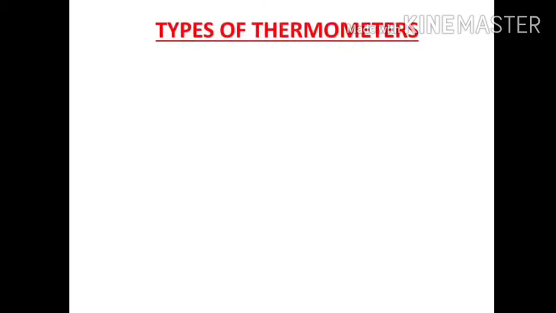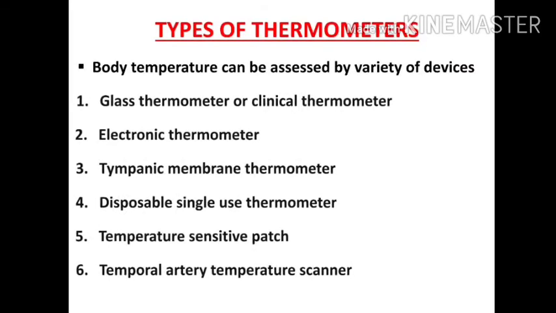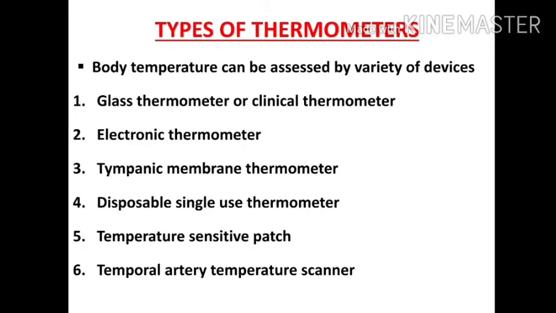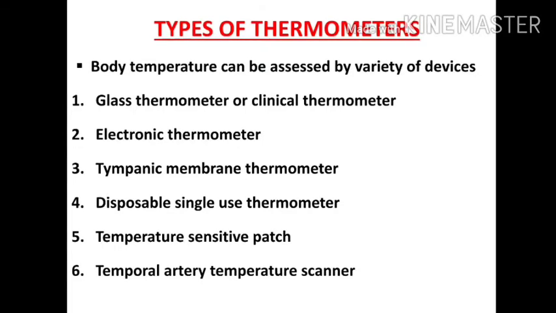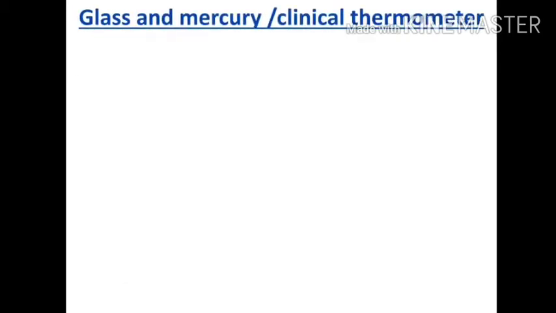What are thermometers? These are the devices that are used to measure the body temperature. So the types of thermometers include glass thermometer or the clinical thermometer, electronic thermometer, tympanic membrane thermometer, disposable single-use thermometer, temperature sensitive patch and temporal artery temperature scanner. So let us discuss each one in detail.